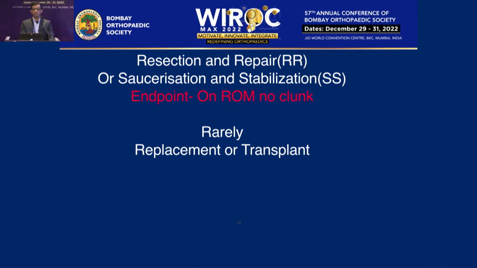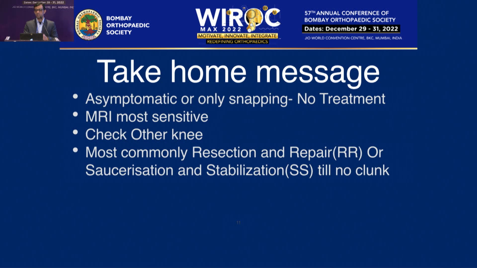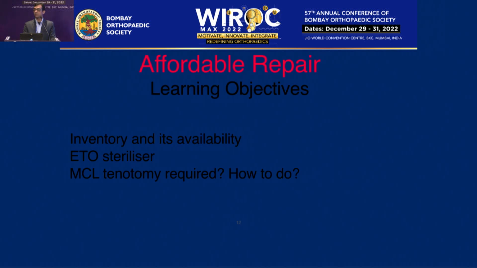So resection and repair is the surgery which we will do for the discoid meniscus, and the end point is that on range of motion there should not be any clunk. So you have to repair those. Rarely replacement or transplant may be required for the discoid meniscus. The patients mostly are asymptomatic. They may have snapping which will not require any treatment. MRI is the most sensitive diagnosis. Check for the other knee. Most commonly resection and repair, or saucerization and stabilization, is what is required.